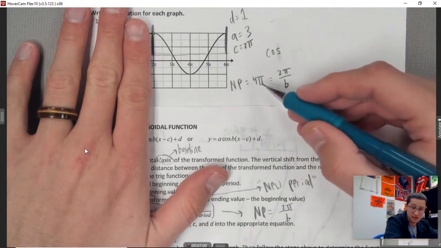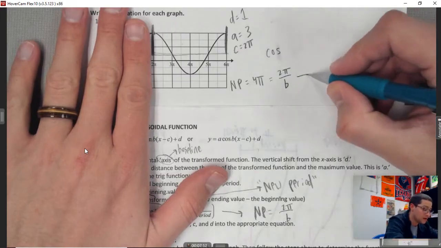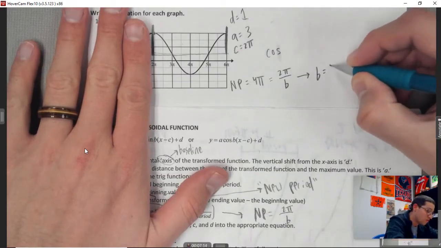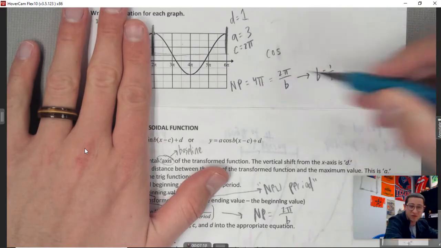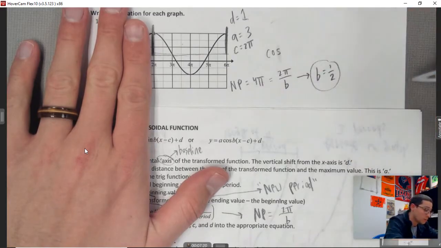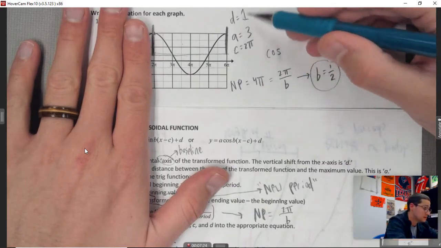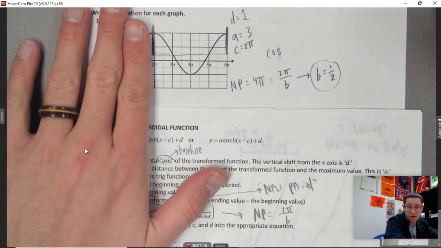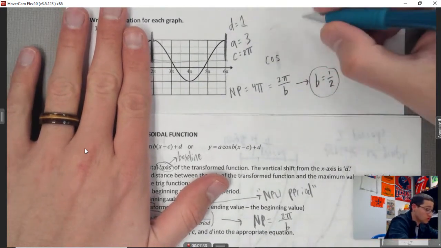That's literally what it is, but it's also equal to 2 pi over your B value. So this would get you a B value of 1/2. 2 pi divided by 1/2 is going to get you 4 pi. So you now have your B value. So we actually have all four of our values, A, C, D, and B. Why I went out of order, I don't know. Anyways, so cosine, let's go ahead and do it.